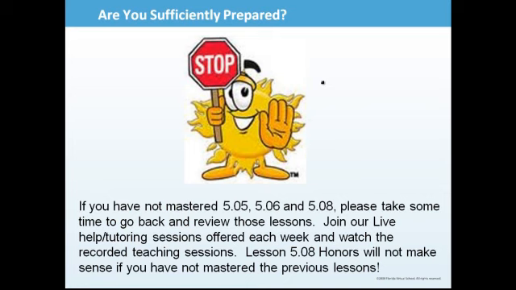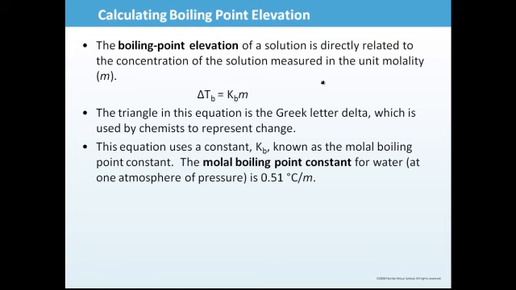Now again, I mentioned that this time around we're going to be actually calculating. Now remember there are three colligative properties that we work with: vapor pressure lowering, boiling point elevation, and freezing point depression. When we're doing our calculations, we are only going to be focusing on those last two: boiling point elevation and freezing point depression. So let's look at the formula here.